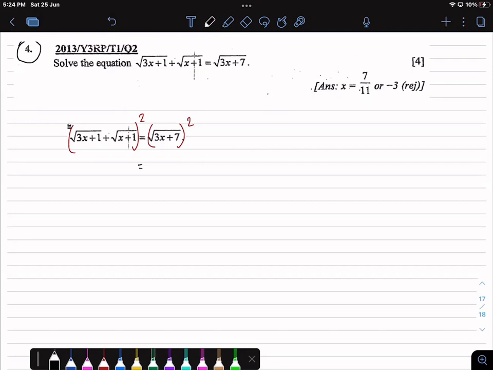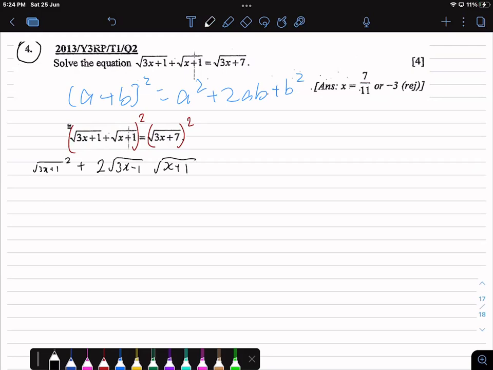What do I get? A plus B square equals A square plus 2AB plus B square. Okay, I assume you know that A is this guy and B is the other guy. So A square plus 2 times A times B plus B square equals to, what happens when you square and square root? They cancel. Right-hand side, same thing as well. You're left with 3x plus 7.